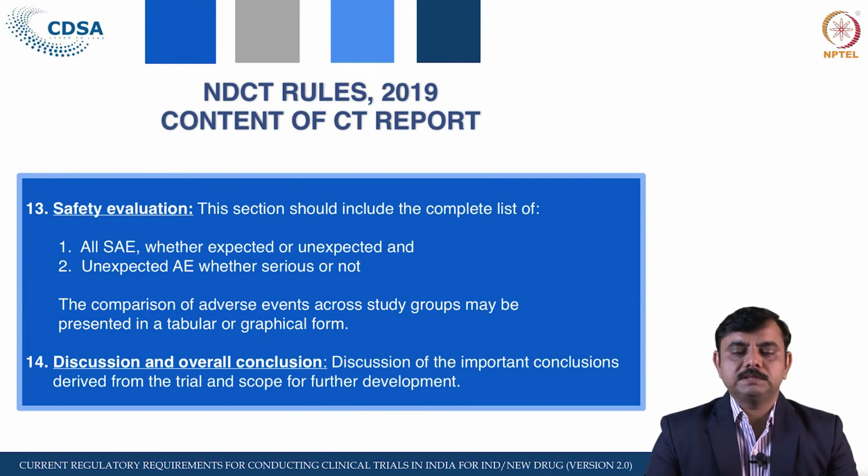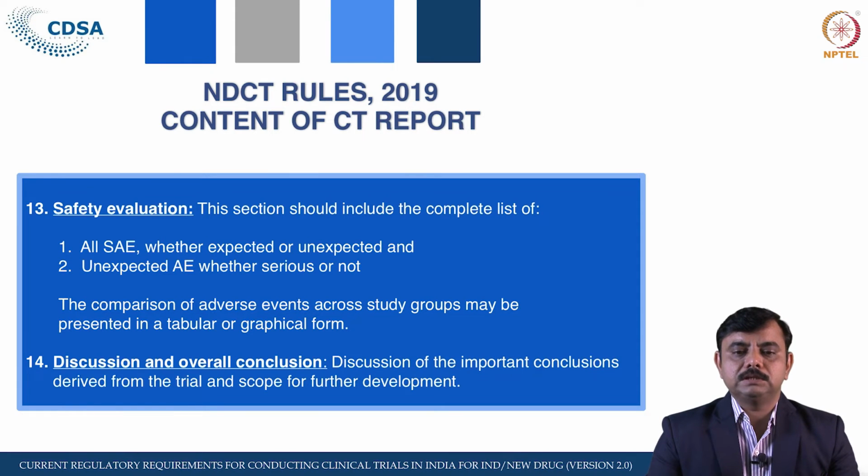Then with respect to the safety evaluation, this section should include the complete list of all AEs, whether expected or unexpected. Unexpected AEs, that is adverse events, whether serious or not, are also required to be noted down. The comparison of adverse events across study groups may be presented in a tabular or graphical form.